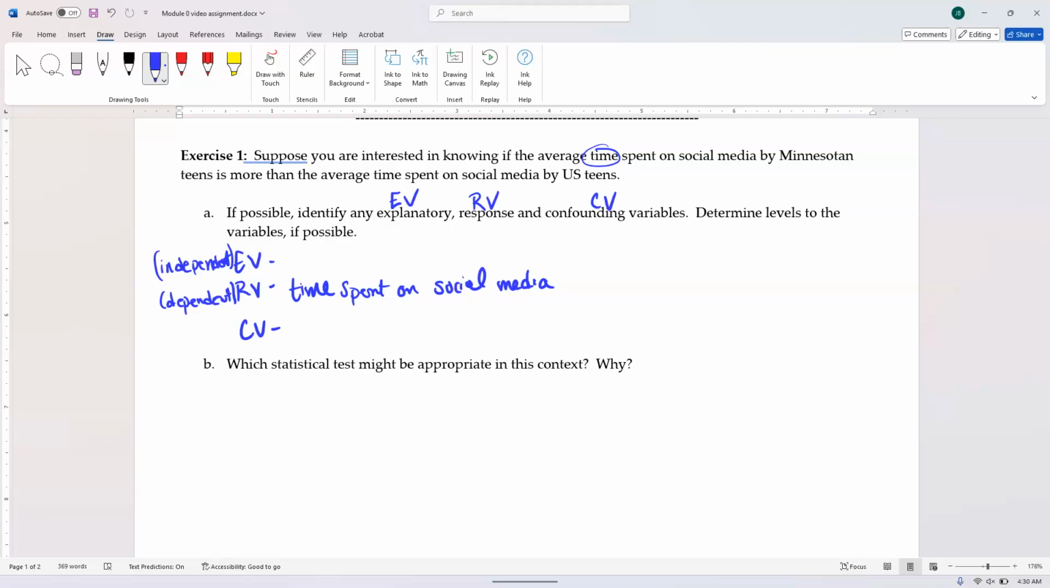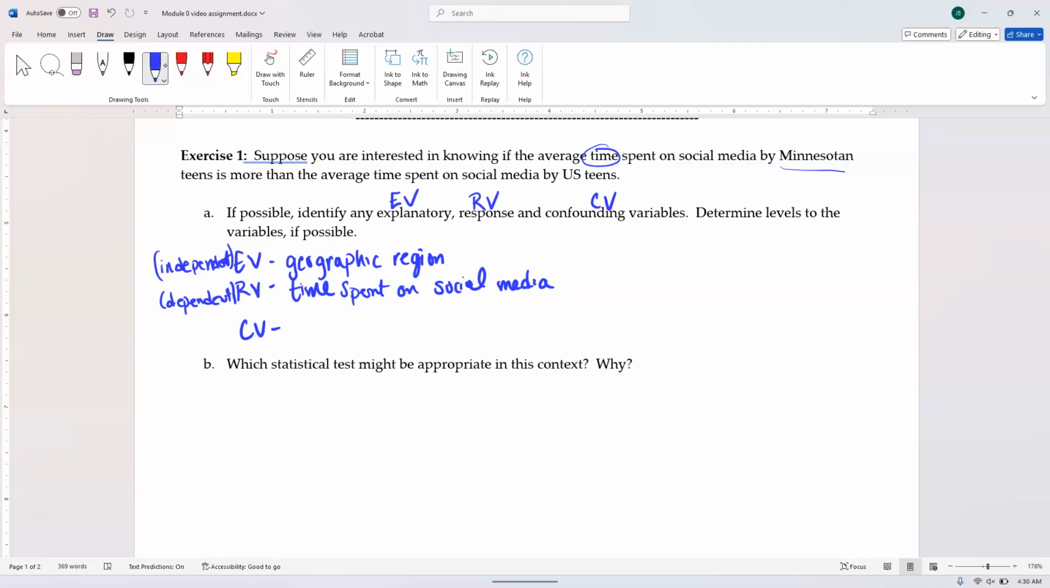Well, I would actually say that's where the different group type, so either Minnesotan teens or U.S. teens, comes into play. So how do we describe that? Well, I might just say geographic region. Okay, so the researcher is choosing in this instance the geographic region to study, right? They could have chosen, say, Florida versus U.S. teens or Arizona versus U.S. teens, right? But instead they're looking at Minnesotan teens. So they're specifically choosing a targeted group. And so that's our independent variable.